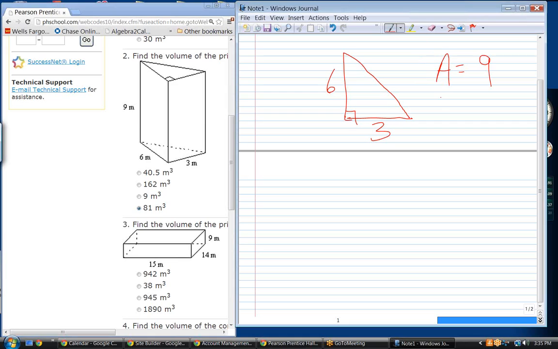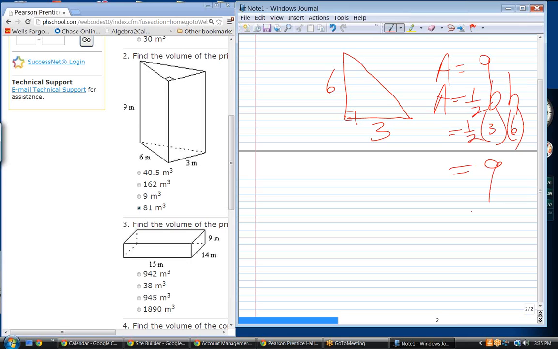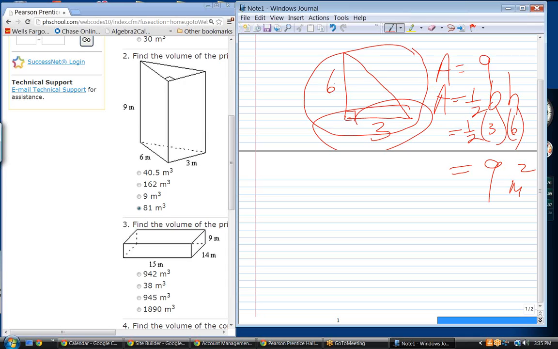No, the area of the base is 1/2 base times height. So it's 1/2 times 3 times 6. Where are you getting the 9 from? 9 meters squared. The base is 3, this dimension right here. In other words, when I'm talking height of this triangle, I'm talking 6. I'm not talking height of the prism.